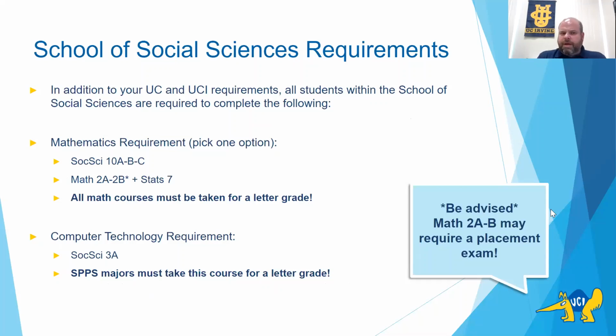Okay, so the next part we're talking about is the school social science requirements. This is very specific to us in social sciences, to our school and our majors. This is something that every major in social sciences has to complete. So within social sciences, we have 2 main areas. One of them is the math requirement. The other one is the computer technology requirement.